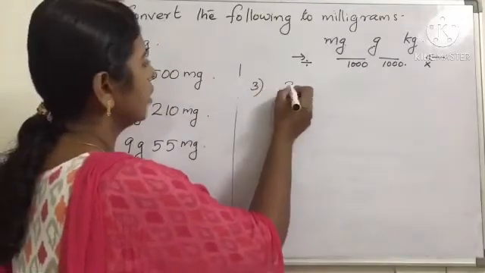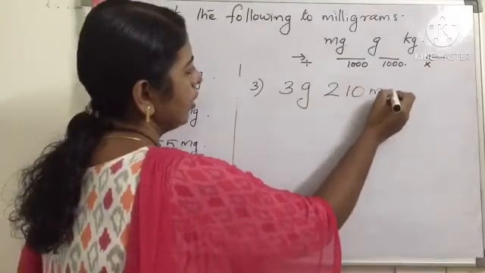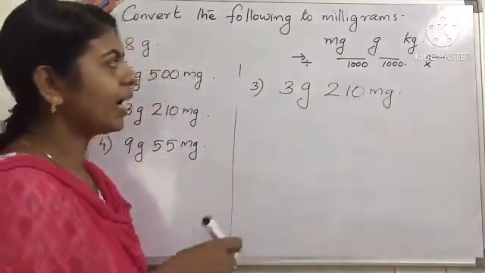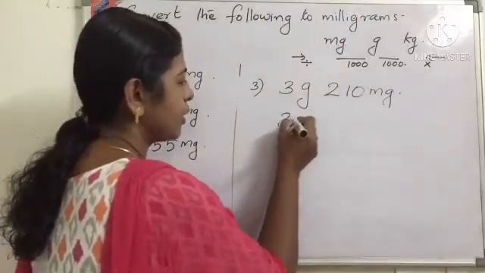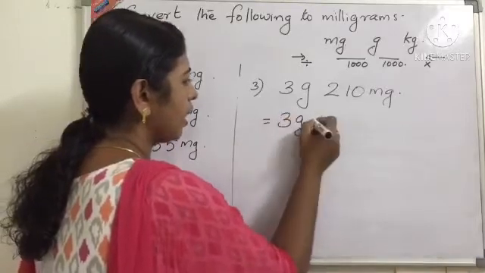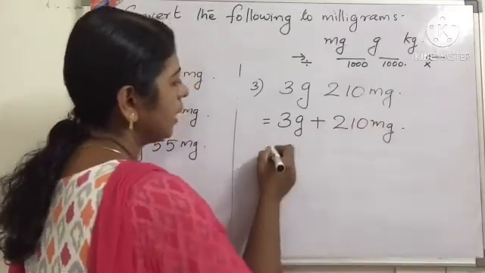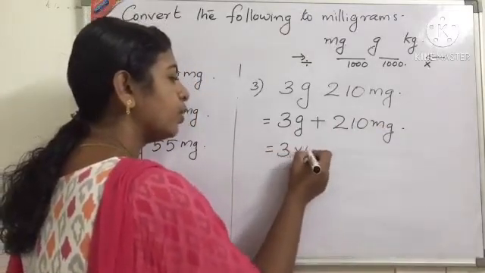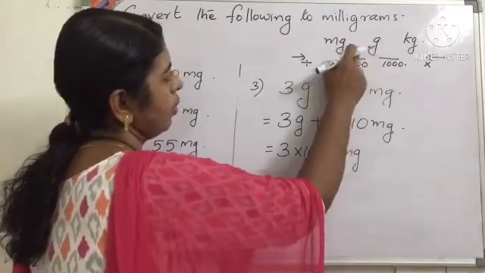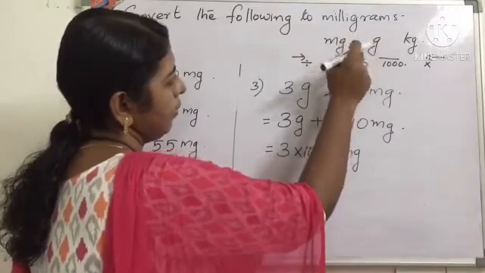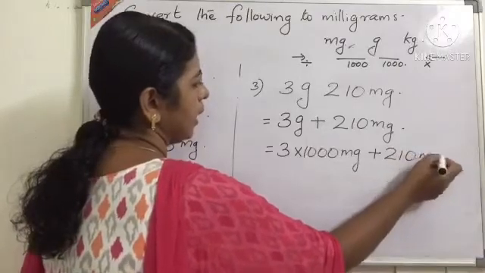Third question, 3 gram 210 milligram. We want to convert this into milligram. Here 210 is already given in milligram. So first we split into 2: 3 gram plus 210 milligram. 3 gram equal to 3 into 1000 milligram. It's gram to milligram, we want to multiply with 1000. Okay, then plus 210 milligram.